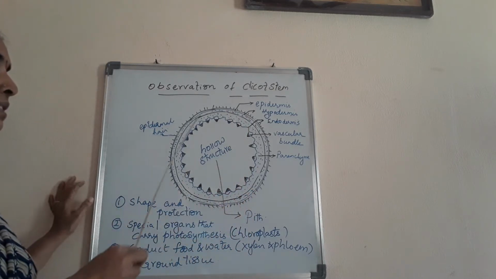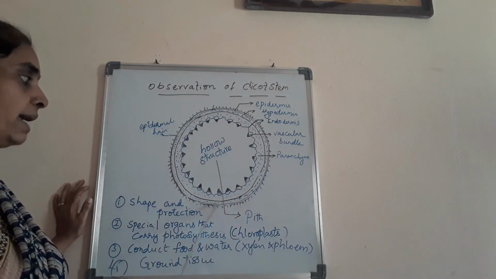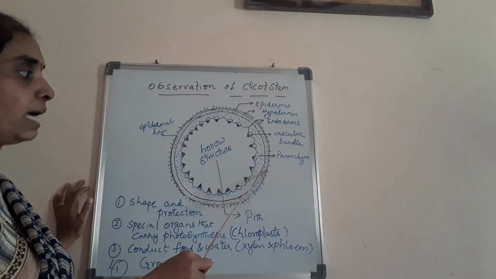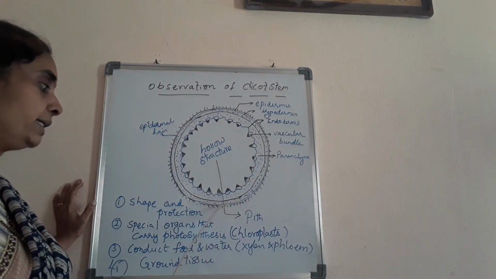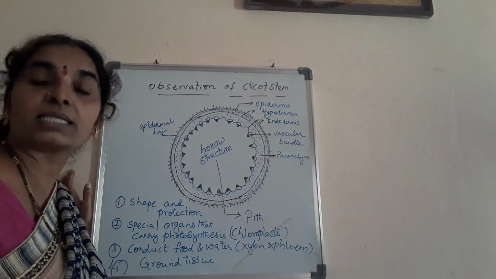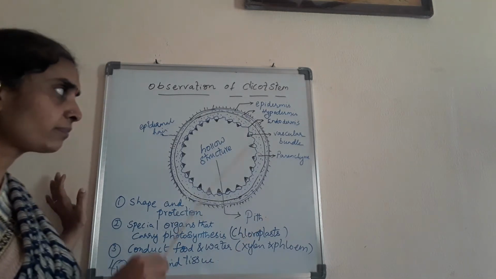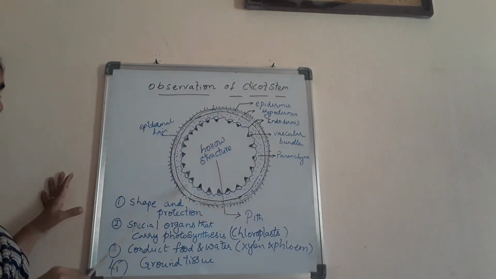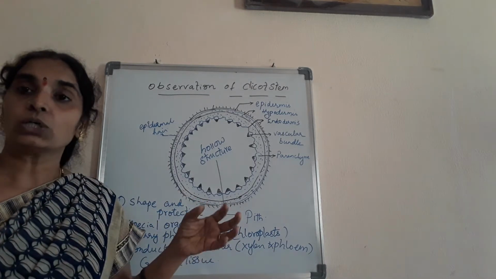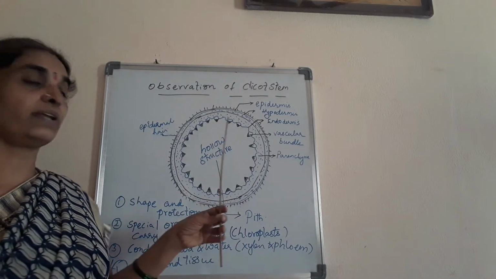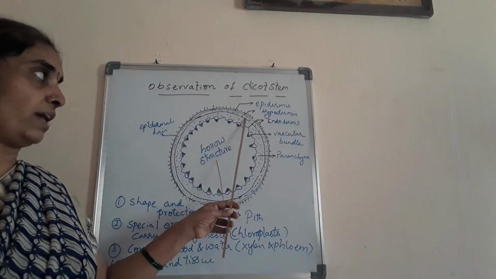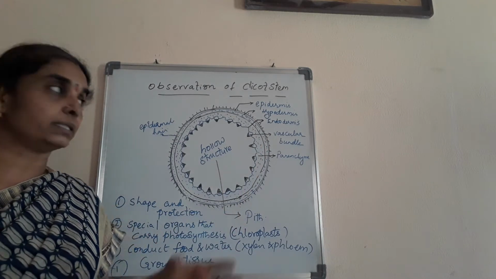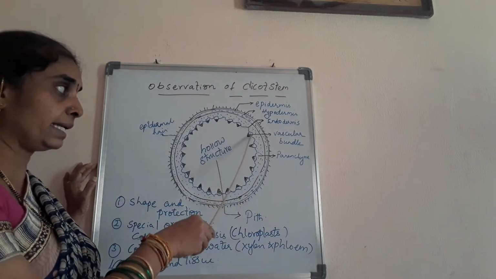Inside it you can also see the special organs that are found in the mesoderm, that is, in between the endoderm and the epiderm. There is a mesodermal layer which contains organs like chloroplasts, which carry on the photosynthetic function. Special organs are present here, like plastids: chromoplasts, which are colored, and chloroplasts, which are green colored and perform photosynthesis in the cells.